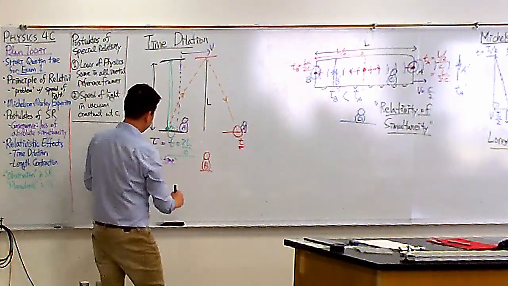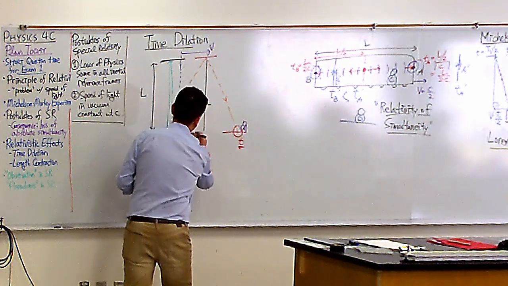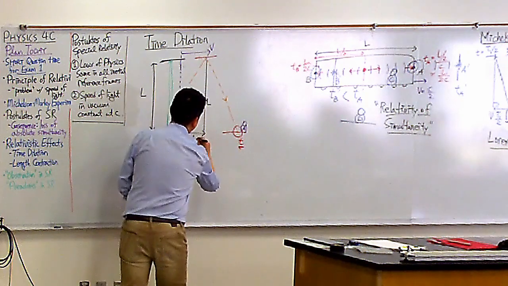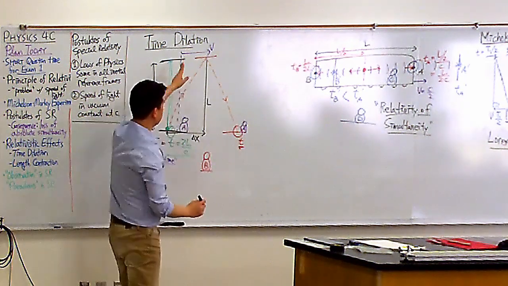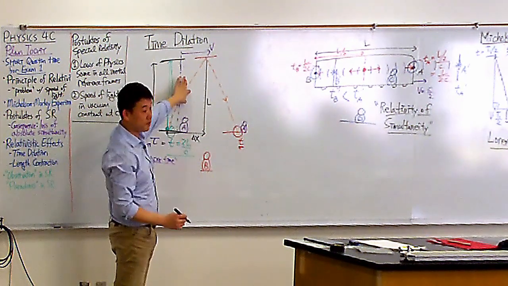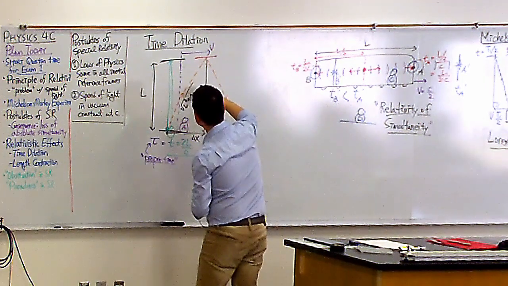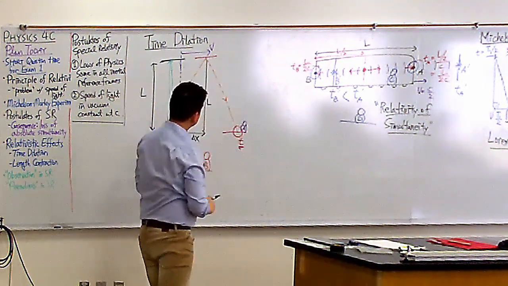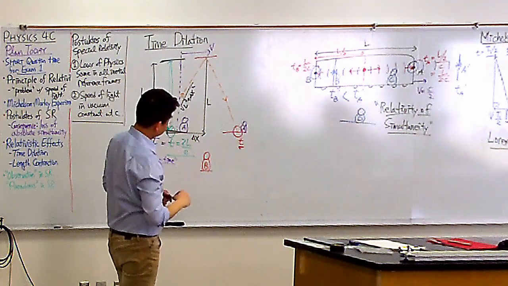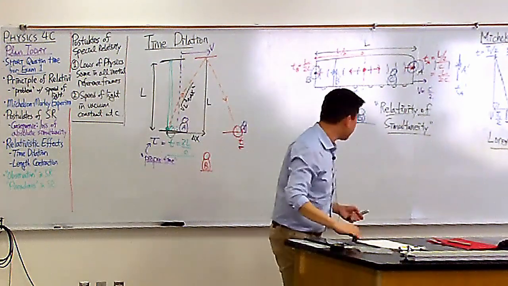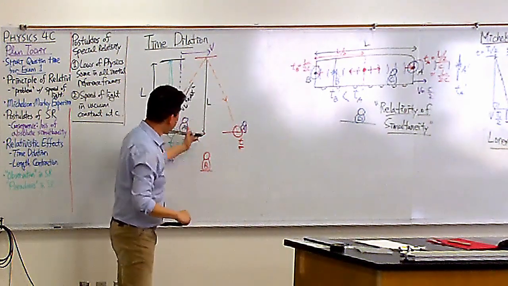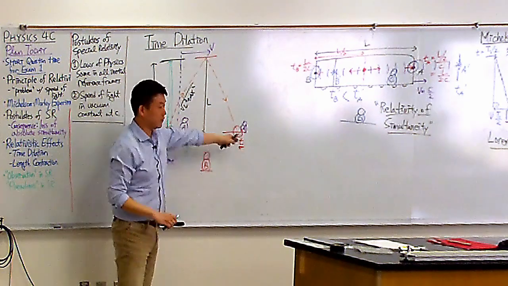So I need to know the length of this side. Let me call that delta x. Then this is a right triangle. I can figure out the hypotenuse. The hypotenuse should be the square root of L squared plus delta x squared. So I need an expression for delta x. How far did the mirror travel in half the amount of time for the round trip?